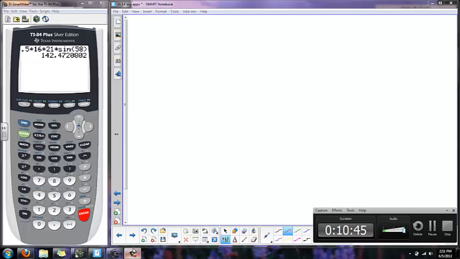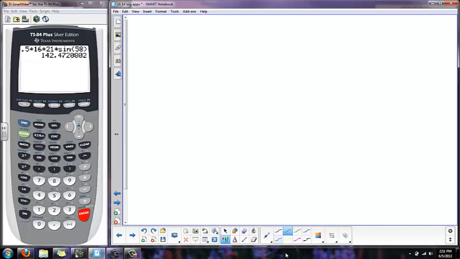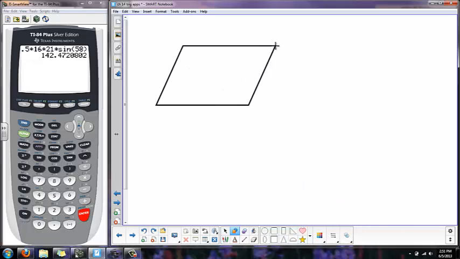Let me check to see how this is going. Good. 2 sides of a parallelogram. So we're dealing with a parallelogram this time. 2 sides of a parallelogram are 4 and 6. The included angle is 60 degrees. It's always the one that's in between the 2 sides. Find the length of the shorter diagonal to the nearest tenth.